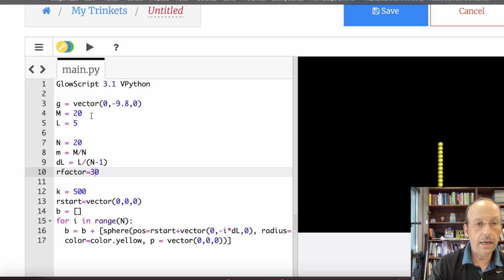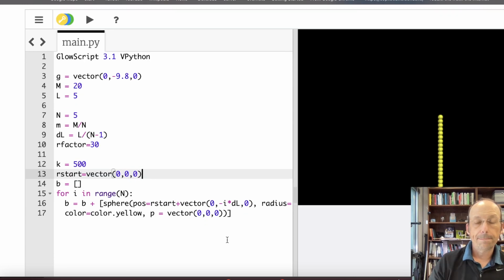Okay, so let's go back to n equals 5, just so it's easier. Okay, I have my balls. They all have momentum. So what I need to do is go through each ball, calculate the net force, and update the momentum, update the position, update time. That's what I'm going to do.